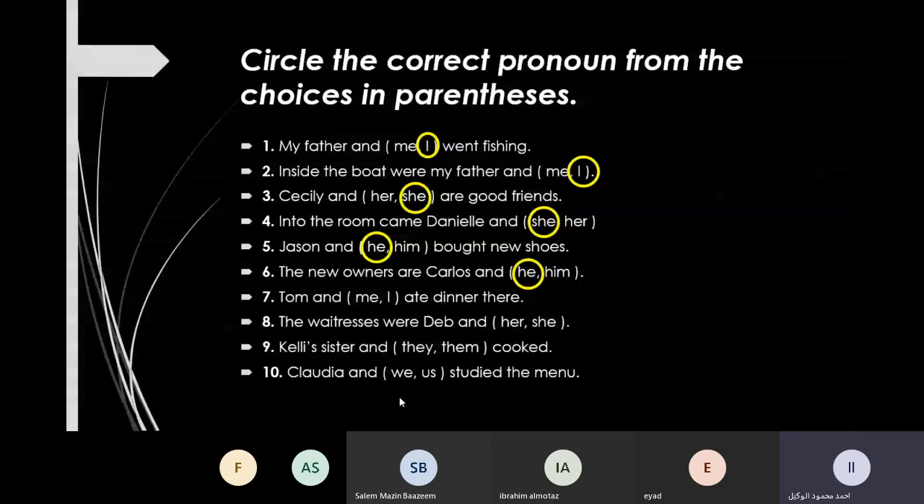Does anyone else have a mic, or are they still sleeping? Only Salim and Ibrahim. Okay, Salim.